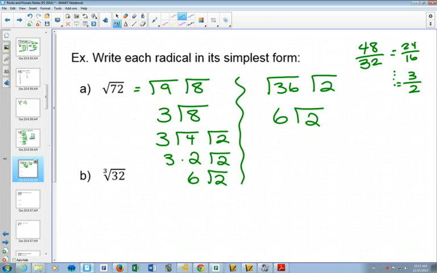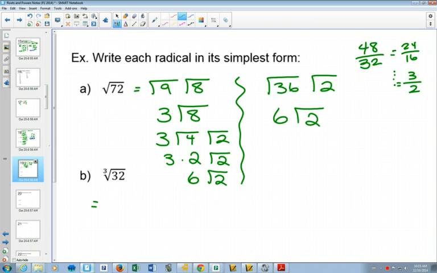So if you see the biggest perfect square, that makes it the fastest, right? If you could have seen with this fraction to divide both by 16, you would get to 3 over 2 the fastest. But sometimes seeing that biggest one isn't easy, right? So it's not wrong to start with the smaller one, like 9 and 8, and get 3 root 8, but then check inside your radical. Is there another perfect square so I could simplify it further?